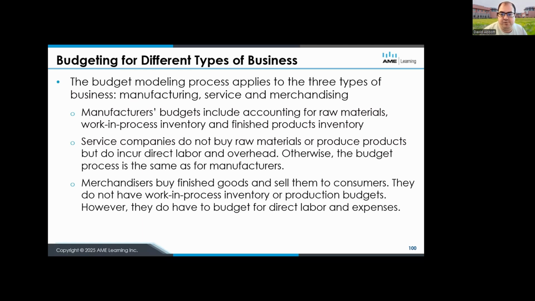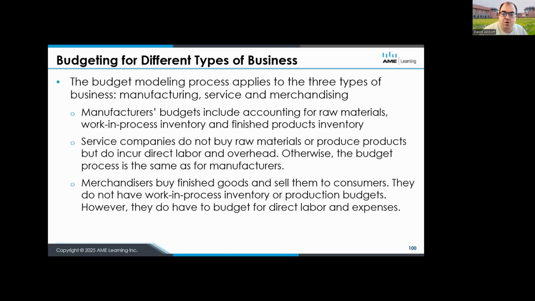And so, for example, for manufacturers, budgets are going to include accounting for raw materials, for work in progress inventory, and finished products inventory. Now, service companies, they're not going to buy raw materials or produce products, but they still are going to incur direct labor and overhead. Otherwise, the budget process for a service company is the same as for a manufacturer.